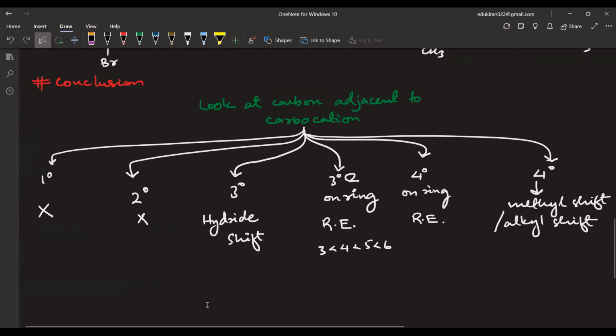Look at the carbon adjacent to carbocation. If 1 degree, then nothing will happen. 2 degree, nothing will happen. 3 degree, then hydride shift. If it is 3 degree on ring, then it will be ring expansion. Now this carbocation can only be 1 degree or 2 degree. If it is already 3 degree, then nothing will happen. If it is unstable, then only the rearrangement happens. If you are going from 3 degree to 3 degree, there is no need.